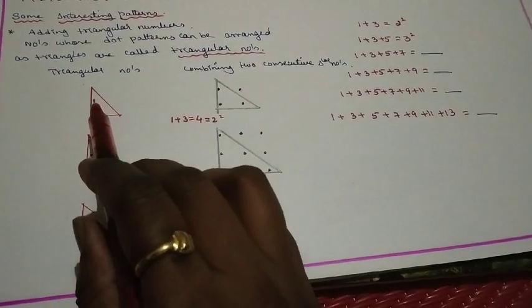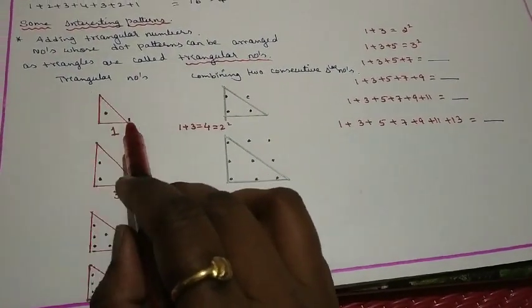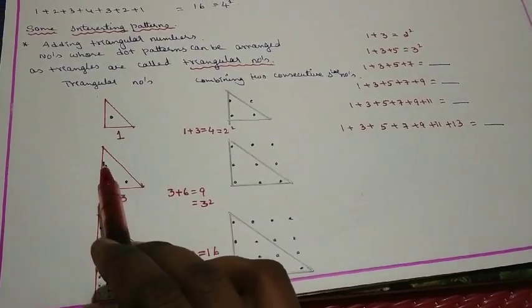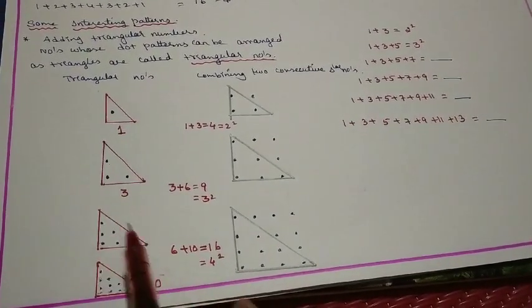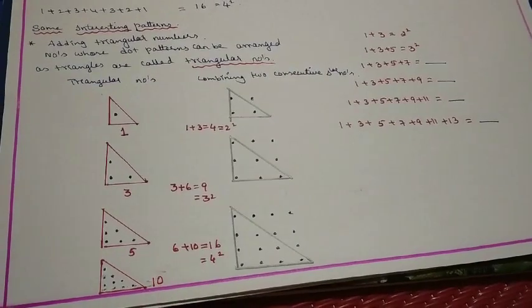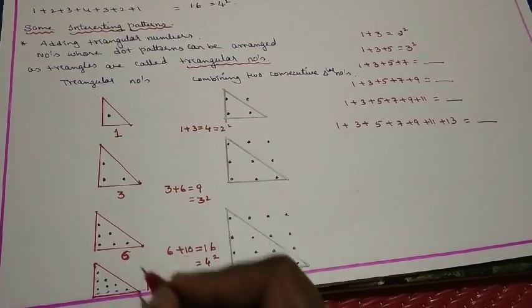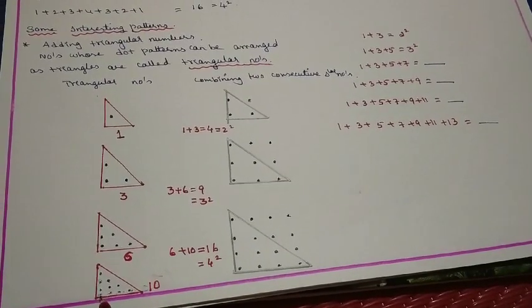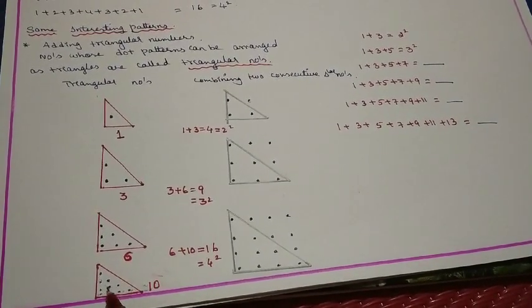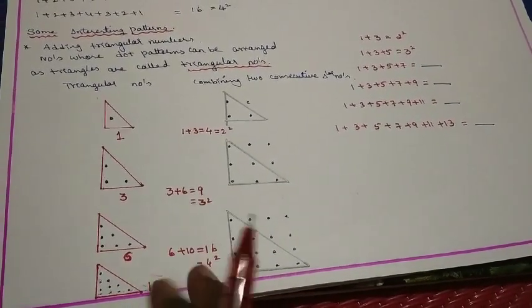So here 1 dot is considered which can be made a triangle, 3 dots with the triangle, then 6 dots, sorry, not 5 dots, 6 dots which is in the form of triangles, and 10 dots, 1, 2, 3, 4, 5, 6, 7, 8, 9, 10. 10 dots in the form of triangles.